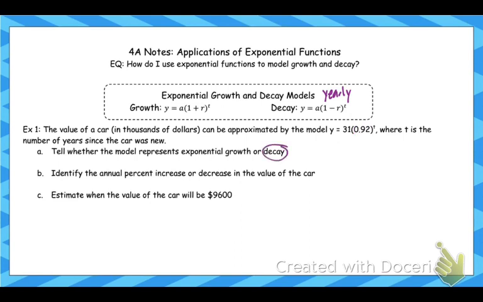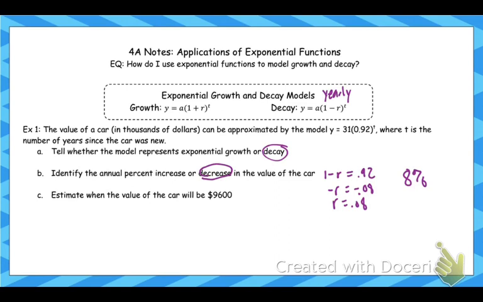The next thing wants to know, what is the annual percent increase or decrease? Well, it's decay, so it's going to be decrease. So that percentage, remember, it's the r in the 1 minus r equation. So this is not a 92% decrease. That would not be a car worth buying if that was the case. Remember, 1 minus r is equal to 0.92. So negative r is equal to negative 0.08. Your r is 0.08. So if r is 0.08, then that percent is 8%. So this is an 8% decrease.